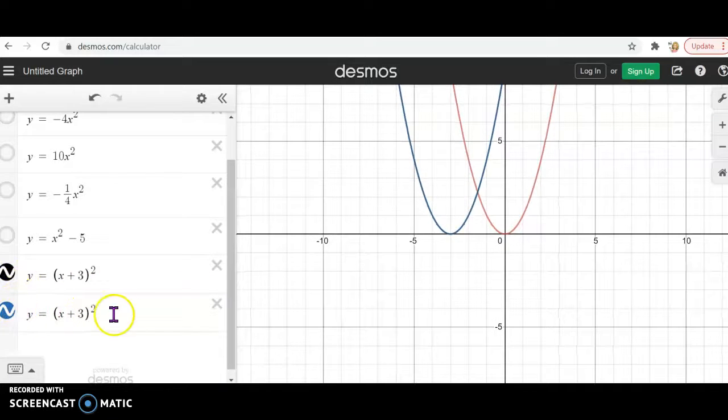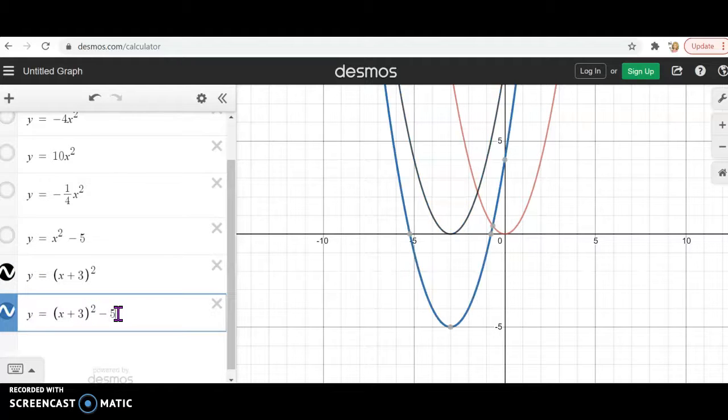Blue, okay, the blue is the same as the black. What if I did x minus 5? So now look at, I shifted it, this is a positive 3, and here's my original in red. I went 3 to the left and then 5 down. So I had a combination of those graphs.